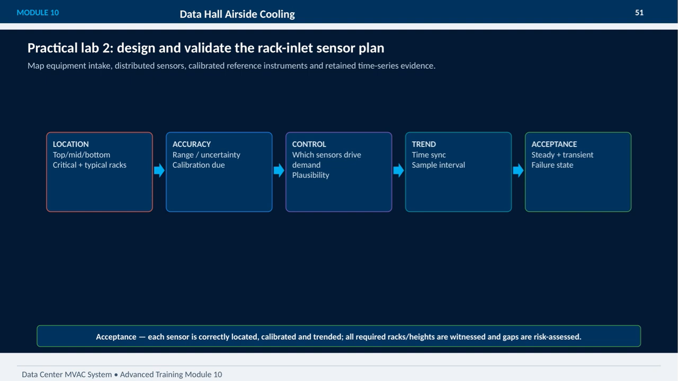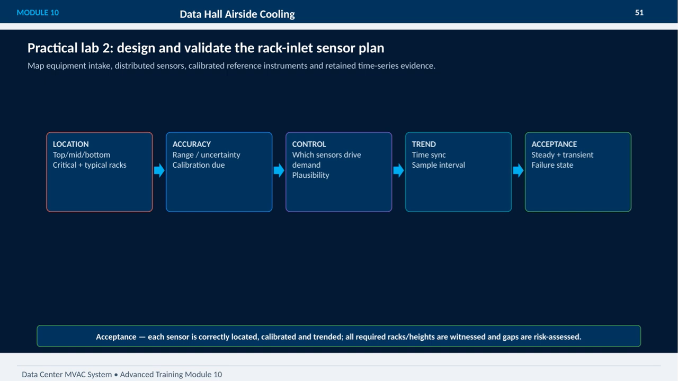Next, we consider control aspects by identifying which sensors actually drive demand response and verifying the plausibility of the readings. Trend analysis involves synchronizing timestamps and setting appropriate sample intervals to detect meaningful patterns. Finally, acceptance criteria require that each sensor is properly positioned, calibrated, and monitored over time.